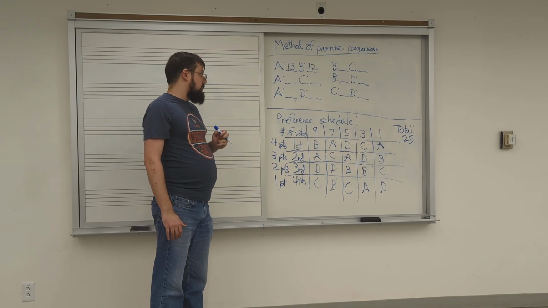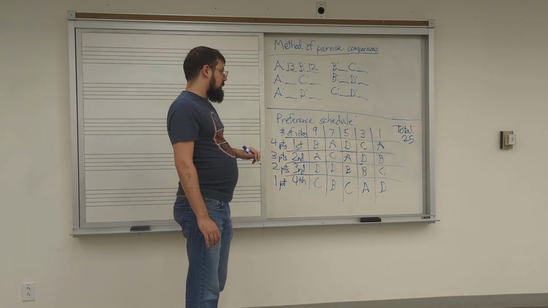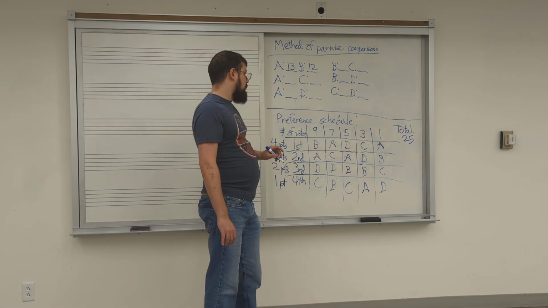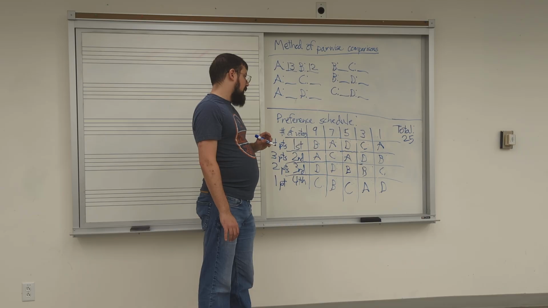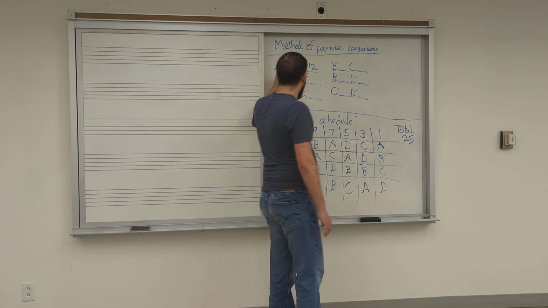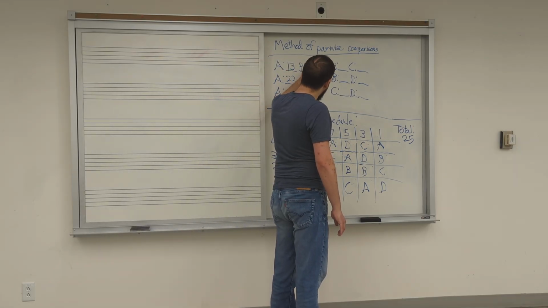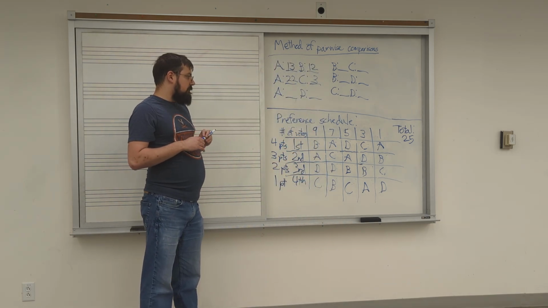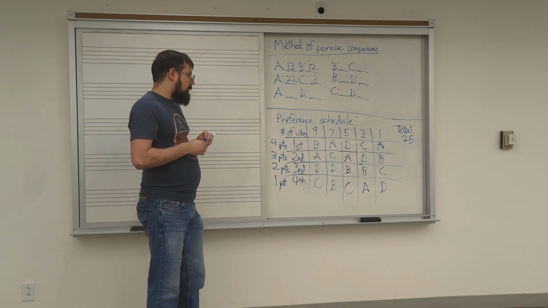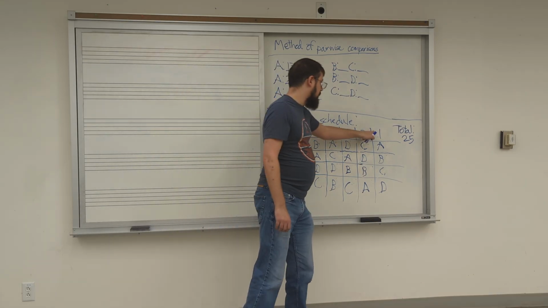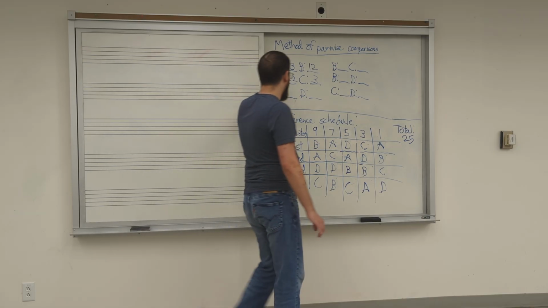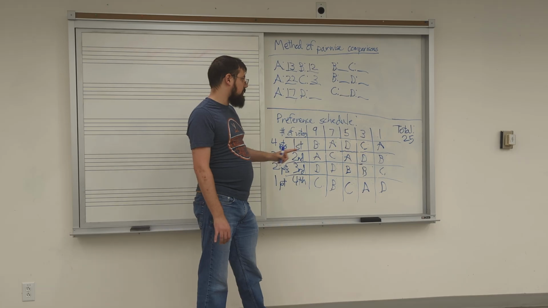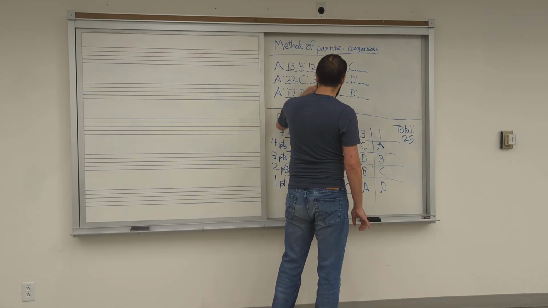Next, we have A versus C. So A is ranked higher than C in every column except this one right here. So that's going to give us a total of 22 votes for A over C versus 3 for C over A. Same thing with A versus D. We have 3 columns where A is ranked higher, this one, and this one, totaling 17 votes. And then in this column and this column, D is ranked higher, so 5 plus 3, total of 8 votes.